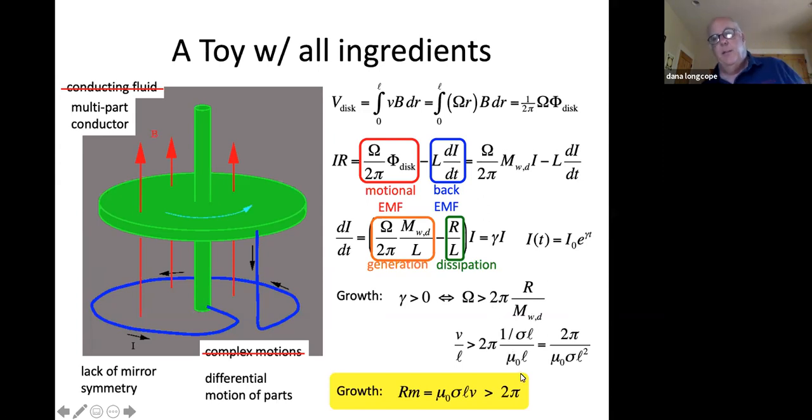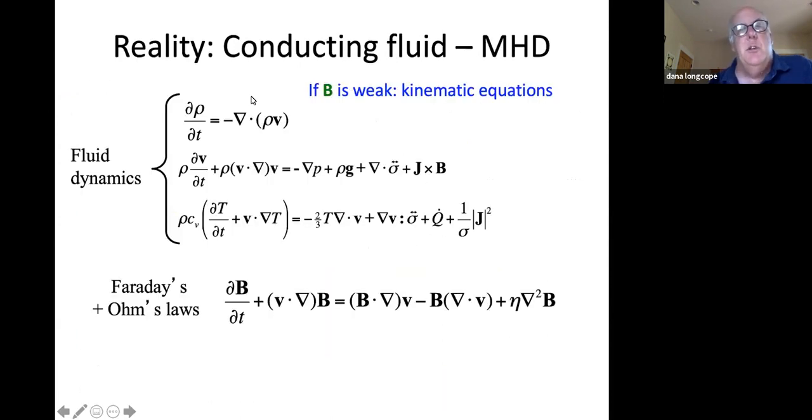Magnetic Reynolds number has a conductivity in the denominator. So we need this in the numerator. So we need the magnetic Reynolds number to be greater than 2 pi. So again, we see conductivity, size, and velocity. The product of those three things just has to be bigger than this value, and then you'll get exponential growth. Okay, so that just sort of gives you an idea that that can happen in a special case.